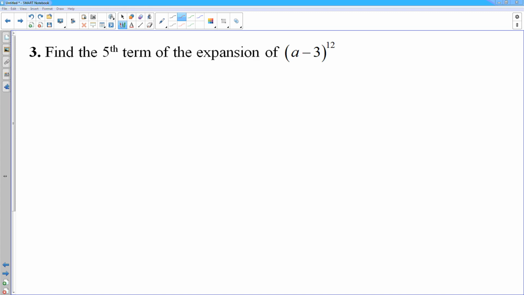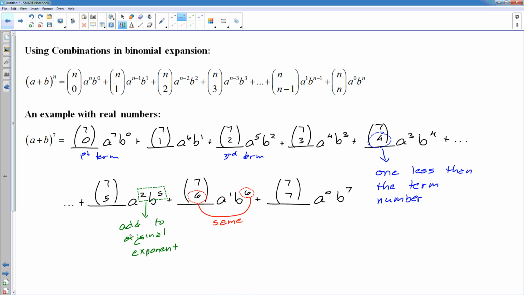And that's problems like this where I only want you to find the fifth term. I'm not asking you to do a full expansion. I only want the fifth term. And this is where those patterns, let me go back to this page. This is where these patterns that I was showing you come into play, where the exponents here always add up to your original exponent. The bottom number in the combination is always the same as the exponent on the second term, which is 1 less than the term number.